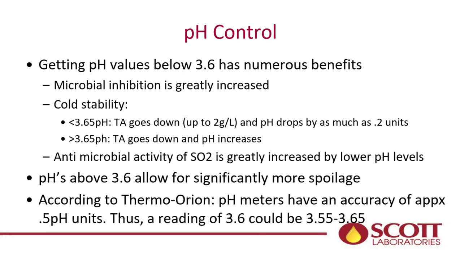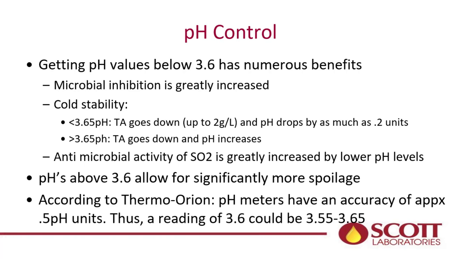Also, kind of a strange phenomenon when it comes to pH meters. 3.6 is kind of the magic number, but pH meters have an accuracy of approximately 0.5 pH units, and this is also dependent on how old the probe is, how you treat the probe, what sort of cleaning regimen you have, how you buffer it, and then also just the quality of the pH meter. I would highly suggest investing in a high quality pH meter like a Thermo Orion. There are others; Mettler Toledo has some good ones.